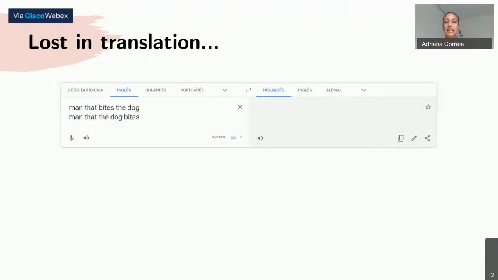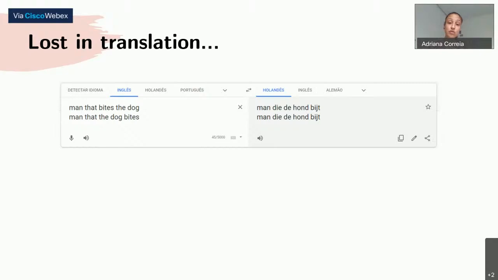We can see these two phrases: man that bites the dog and man that the dog bites. In the first case, it's the man that does the biting. And in the second case, it's the dog that does the biting. So what happens when we ask Google to translate this to Dutch, which is the language of the country I'm currently living in? What happens is that it translates to the exact same surface form. So man die de hond bite.